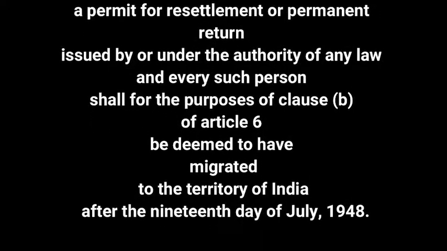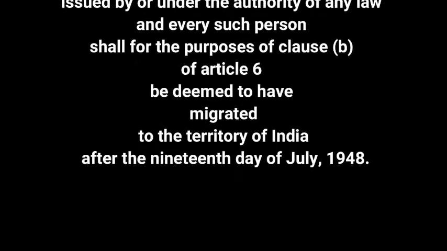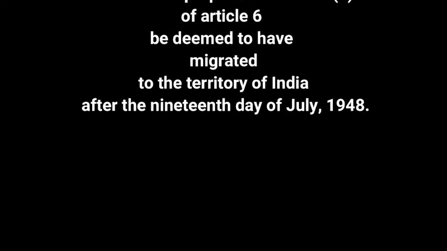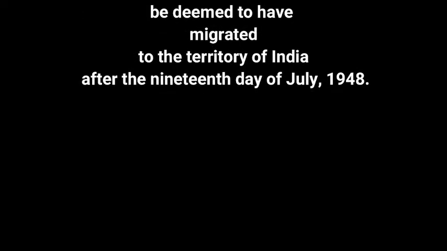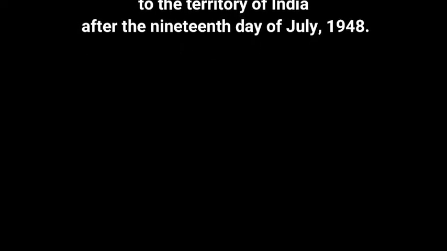Provided that nothing in this article shall apply to a person who, after having so migrated to the territory now included in Pakistan, has returned to the territory of India under a permit for resettlement or permanent return, issued by or under the authority of any law, and every such person shall, for the purposes of Clause B of Article 6, be deemed to have migrated to the territory of India after the 19th day of July, 1948.